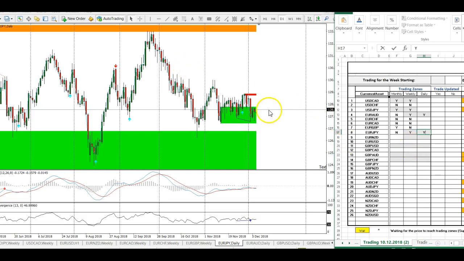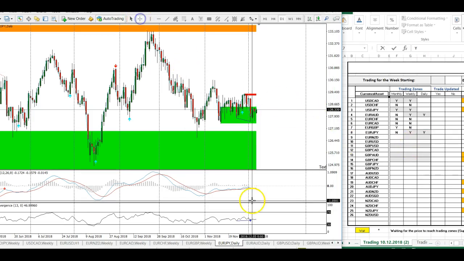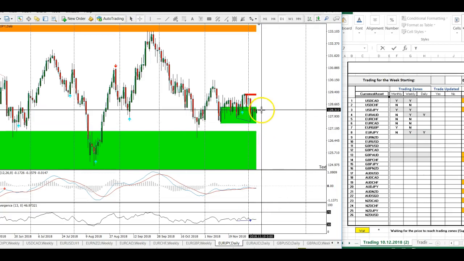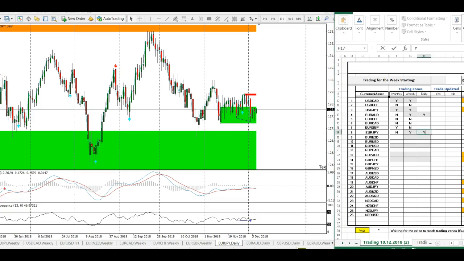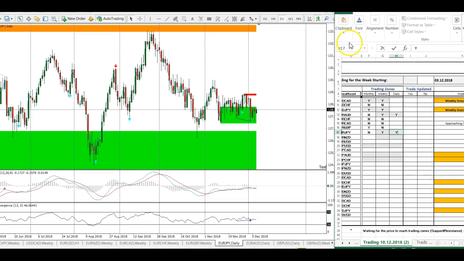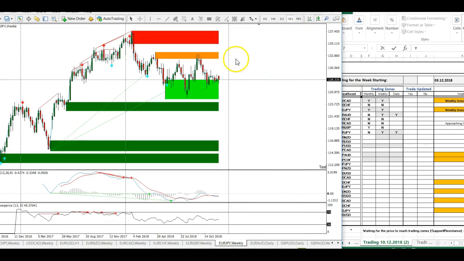Now, since we're at a daily inside a weekly, I want to measure the zone here. It's 80 pips, and it's really a 1-to-1. So for this, let's see the weekly here to the opposite weekly area. That makes it worth it, and on the weekly it's moving sideways here, so it's okay.